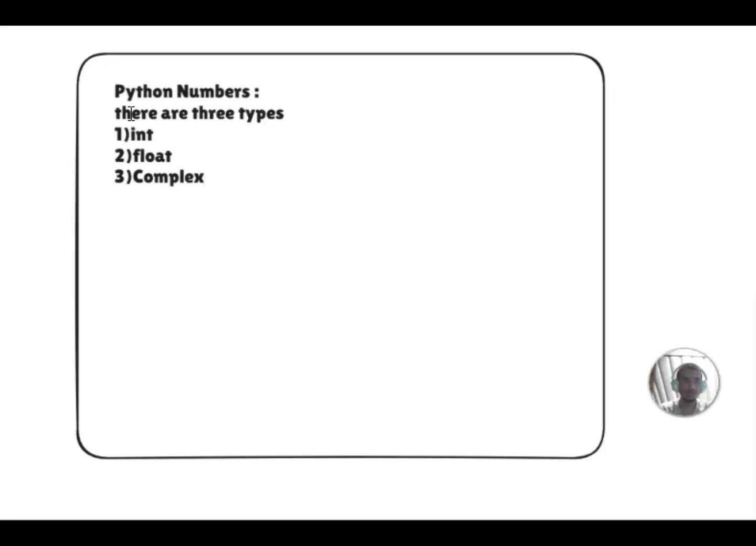I already explained int and float in the last lecture. Let's see what is complex. Basically, complex numbers are in the form of a plus ib, where it has a real part and an imaginary part. Let's see an example writing the three types.